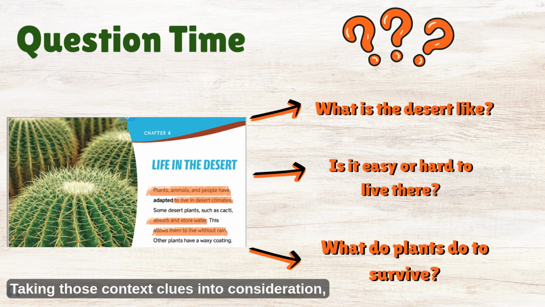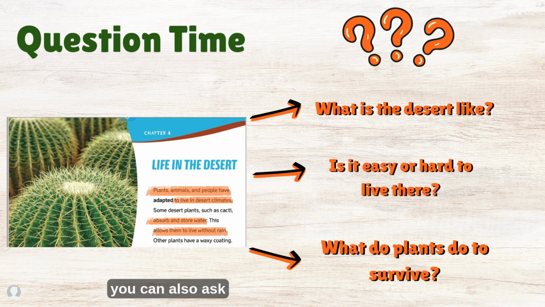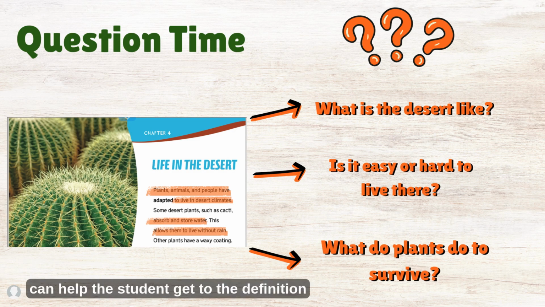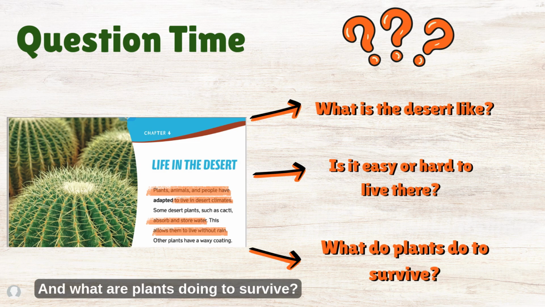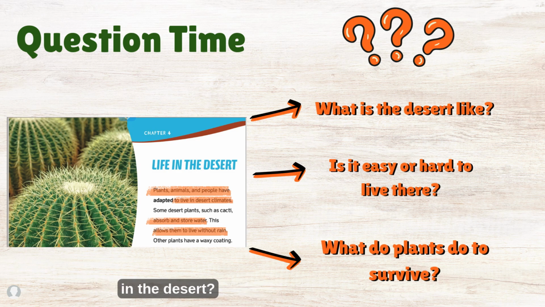Taking those context clues into consideration, you can also ask questions that can help the student get to the definition of that word. You can ask questions like, what is the desert like? Is it easy or hard to live there? And what are plants doing to survive, or what do plants do to survive in the desert?